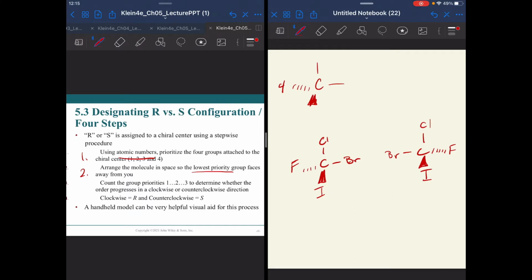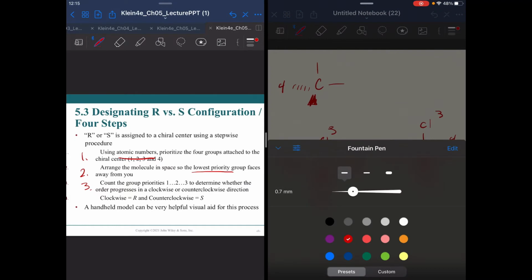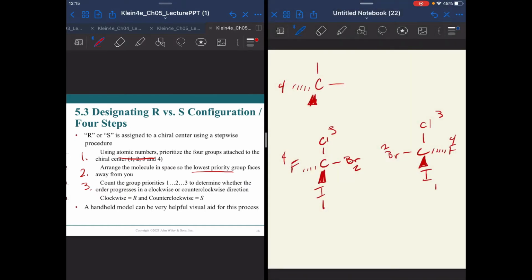Iodine is the largest atomic number, followed by bromine, chlorine, fluorine. Can do the same thing on the other side. 1, 2, 3, and 4. Then you are going to count the priorities 1, 2, and 3. You're going to connect them. And so, because the 4 is in the back, 1, 2, and 3 versus the enantiomer 1, 2, and 3. Notice one goes counterclockwise, one goes clockwise.